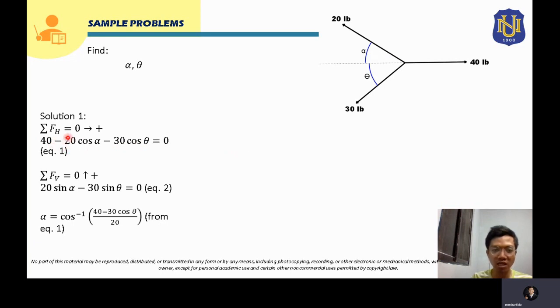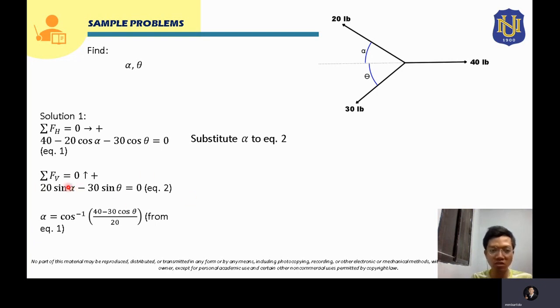And we divide both sides by 20 so that only cosine alpha will remain on the other side. No? And solving for alpha, it will just be arc cosine of 40 minus 30 cosine theta over 20. So this will now be the value of alpha in terms of theta. So now we are going to substitute that alpha into the alpha in equation 2.